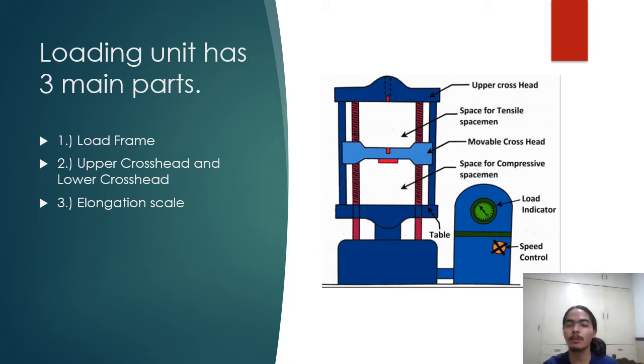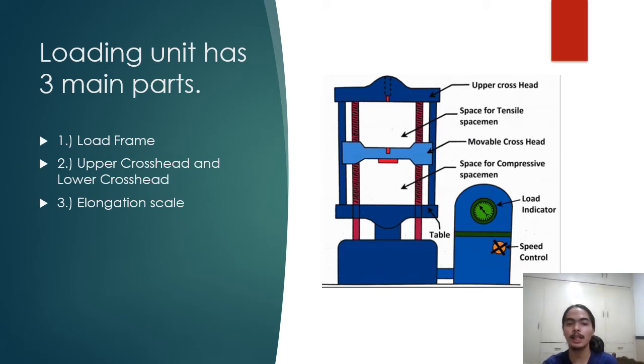The load frame of a universal testing machine can be made either with a single support or a double support. The load frame consists of a table. This table is where the specimen is placed for the compression test. Second, the upper crosshead and the lower crosshead. The upper crosshead is used to clamp one end of the test specimen, while the lower crosshead in the load frame is the movable crosshead whose screws can be loosened for height adjustment and tightened.